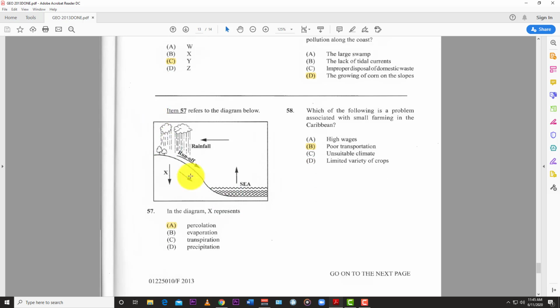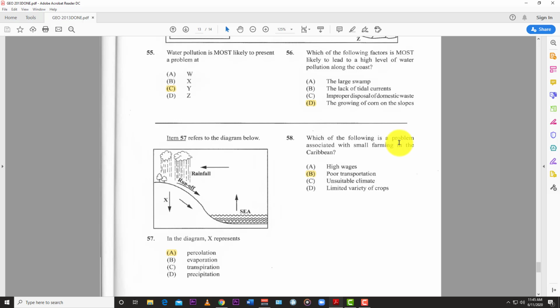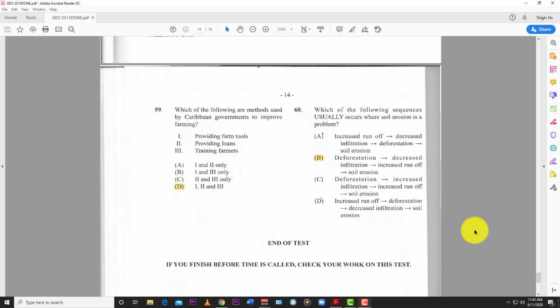Number 57, refers to the following diagram. In diagram X, X represents, and the best answer is A, percolation. Alright, that's where the water is going down, percolating down. Alright, so that's X, going down. Alright, 58, which of the following is a problem associated with small farming in the Caribbean? And of course the answer is B, poor transportation. 59, which of the following methods are used by Caribbean governments to improve farming? You have options: providing farm tools, providing loans, training farmers. And so the answer here is D, all of the above: providing farm tools, providing loans, and training for farmers.